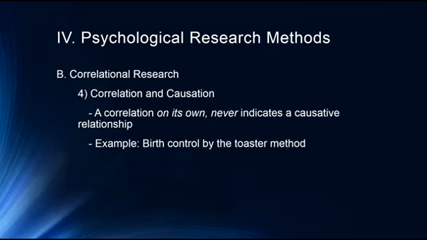And this is an example of what we call birth control by the toaster method. A survey in another country was interested, the researchers were interested in trying to determine why some people used birth control and others didn't. They collected a bunch of data, and they discovered that the best indicator of whether or not participants in the survey used birth control was the number of small appliances they had in the home.